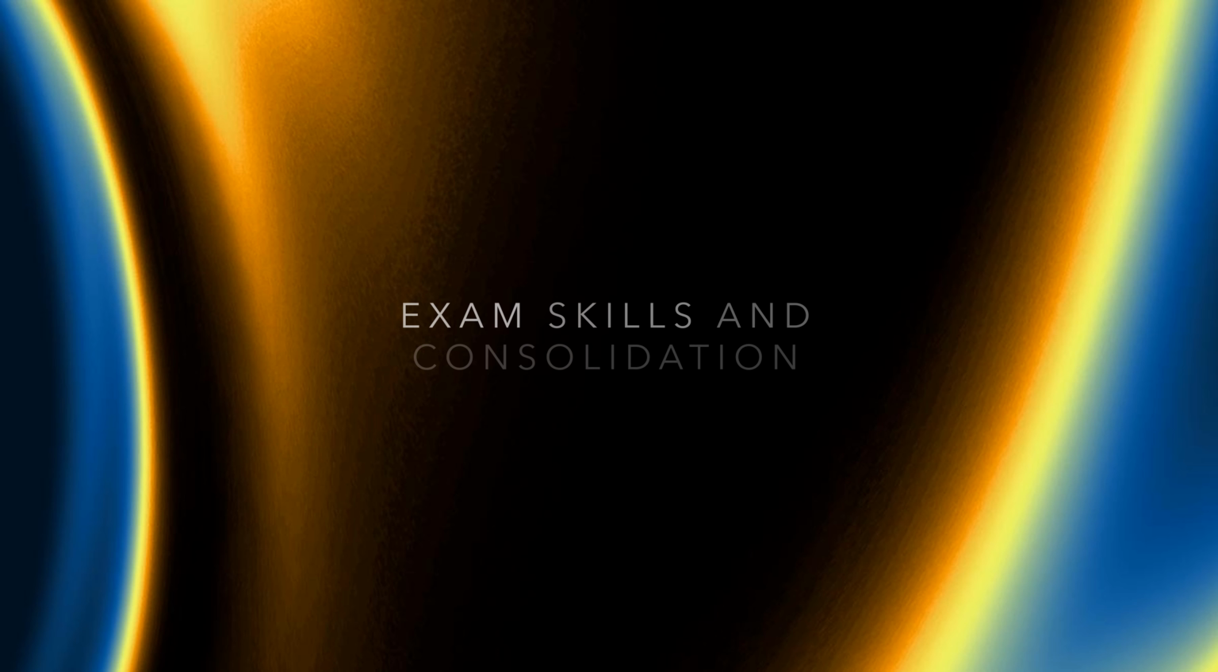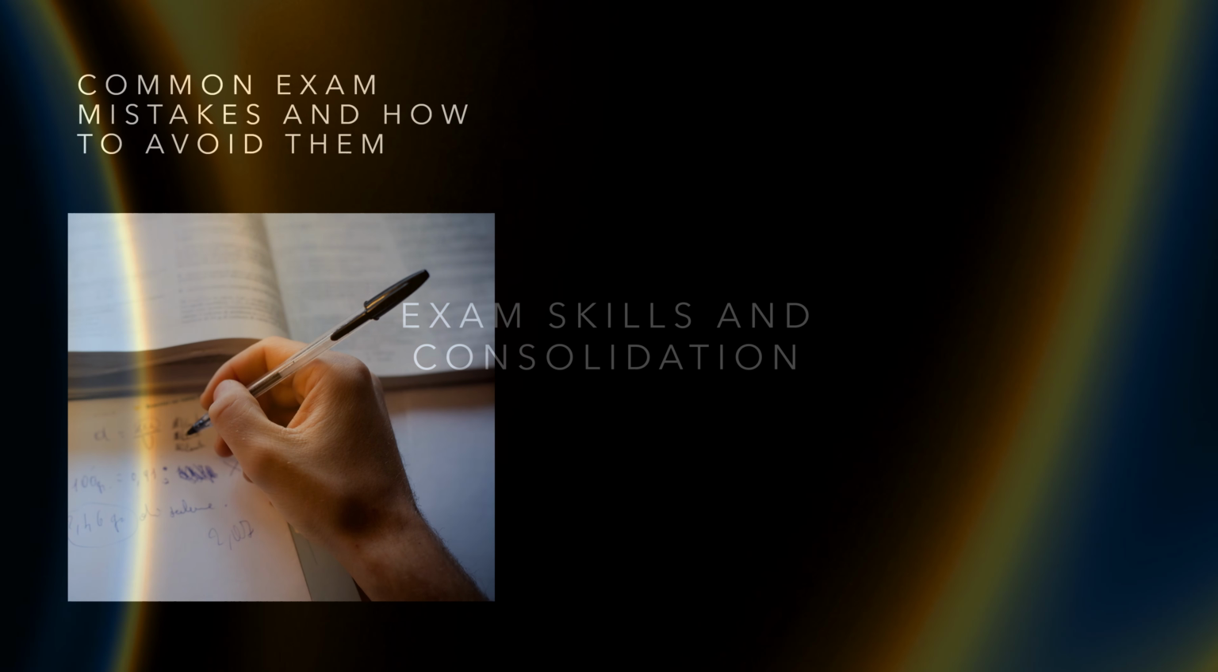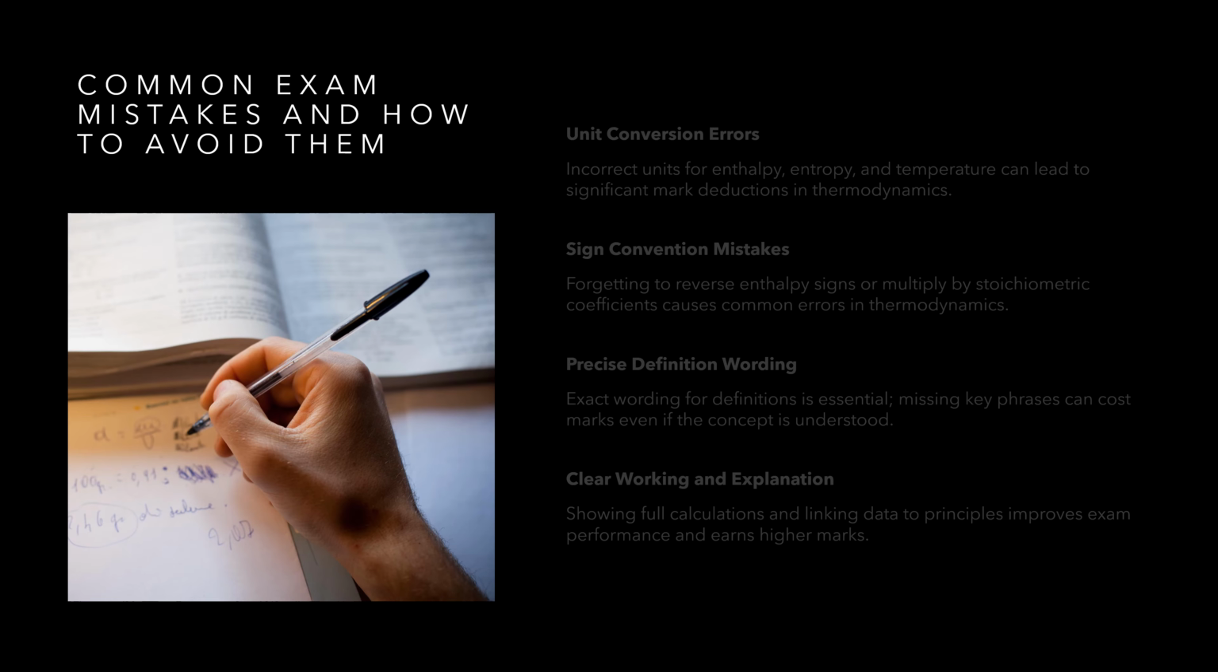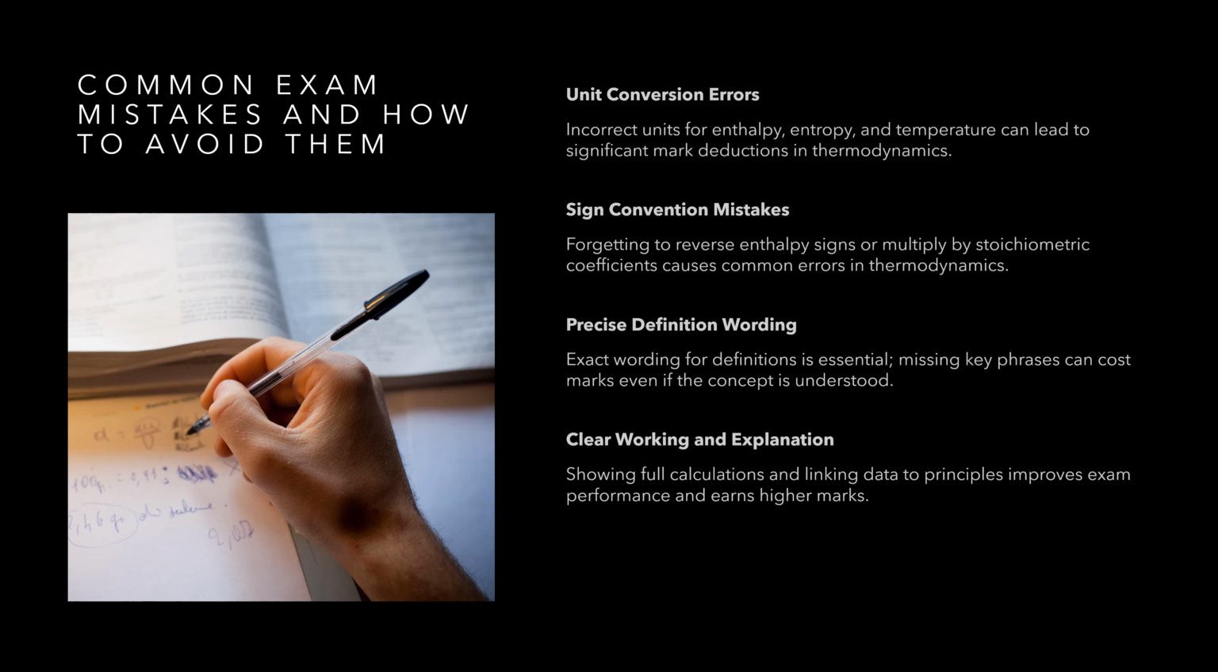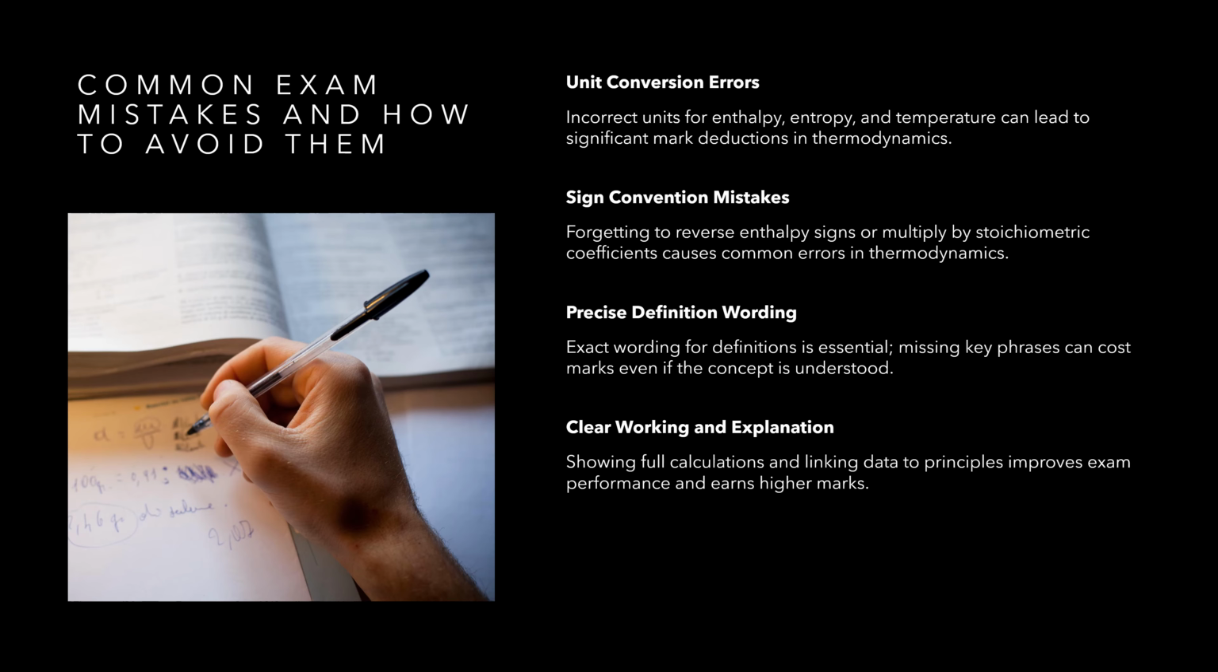Common exam mistakes and how to avoid them. Key takeaways from thermodynamics. Enthalpy and Gibbs free energy values must be in kJ mol^-1, while entropy values are usually given in J K^-1 mol^-1 and must be converted before use.